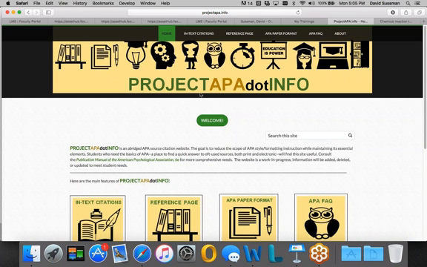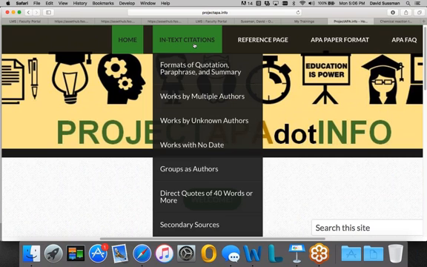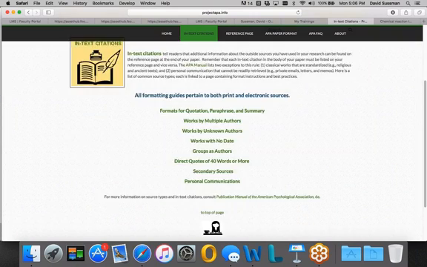And finally, there's this website, which I encourage you to jot down. I'll go ahead and type it into the chat as well. So you can just type the link, projectapa.info. Okay. This is a website that was made by a fellow Full Sail instructor in the English department. It's also an APA resource. So if you go to the top menu here, you get things like In-Text Citations. Right, so all you need to do is click, and you can get more explanation.